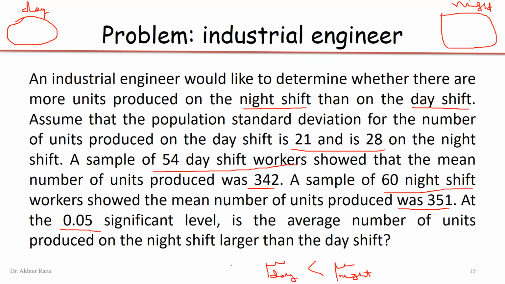Which hypothesis is this? This is the alternate hypothesis. Why? Because in the null hypothesis, we have to keep the two means the same. The average production in the daytime and the average production in the night time are both the same.